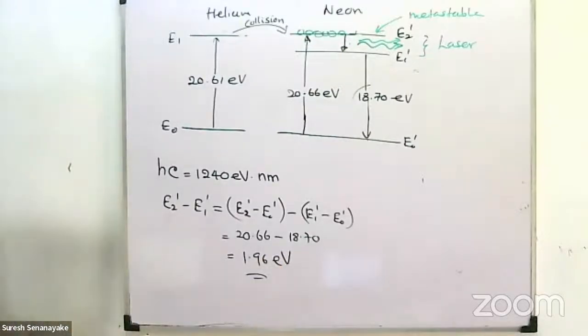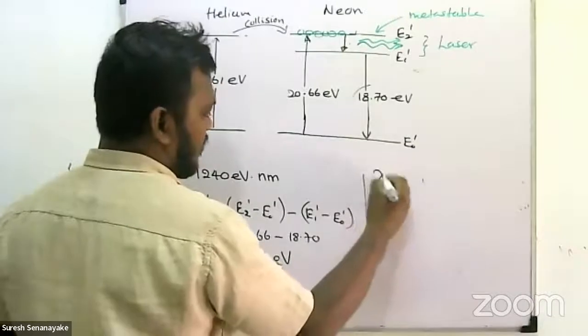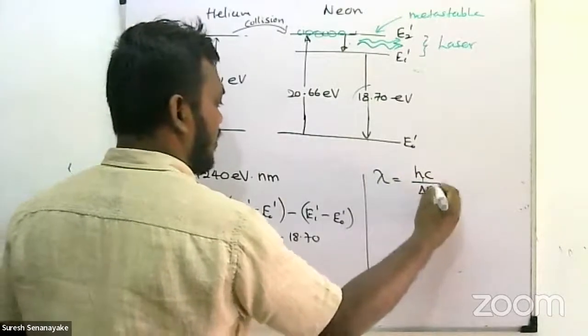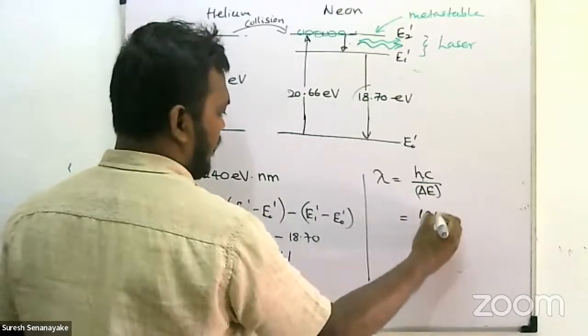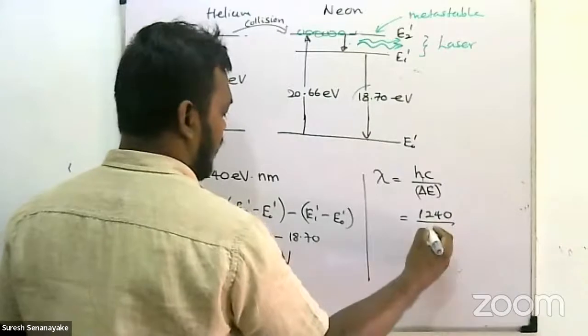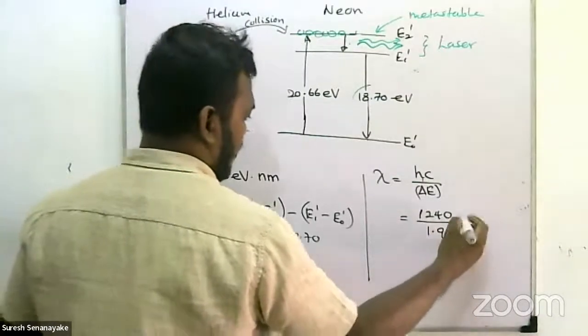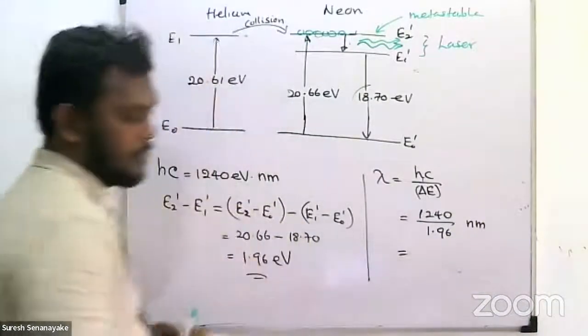This is the corresponding energy for the emitted laser beam. So its wavelength equals hc over that emitted energy. That is 1240 divided by the energy 1.96. The electron volts cancel, and then you get it in nanometers.